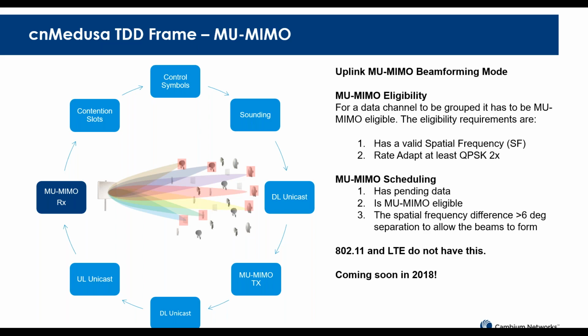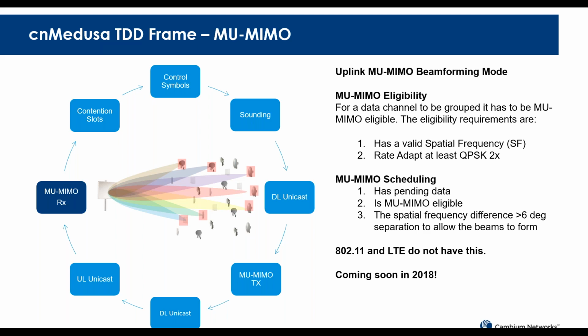First of all, the subscribers have to have a valid spatial frequency to be considered eligible for uplink MU-MIMO transmission. Like for the downlink direction, we need to make sure the subscriber has completed the sounding process, so the access point knows where the subscriber is and can point the beam in that direction. Also, we want to make sure the subscriber is not operating at the lowest possible modulation, but at least one level up, which is a QPSK dual stream. The reason is that we want to make sure the link is still stable, even if there is some residual interference from the transmissions of the other subscribers.